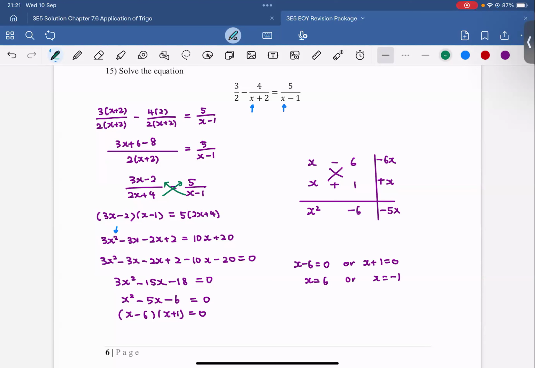Okay, if you're not sure, you want to use quadratic formula from here, you can just use your x equals to minus b plus minus square root of b squared minus 4ac over 2a. You can use this. You still get the same final answer, just that you take a longer road to the solution. Okay?